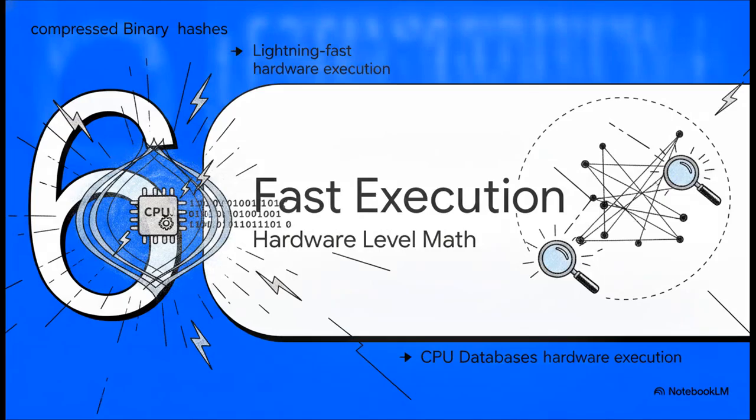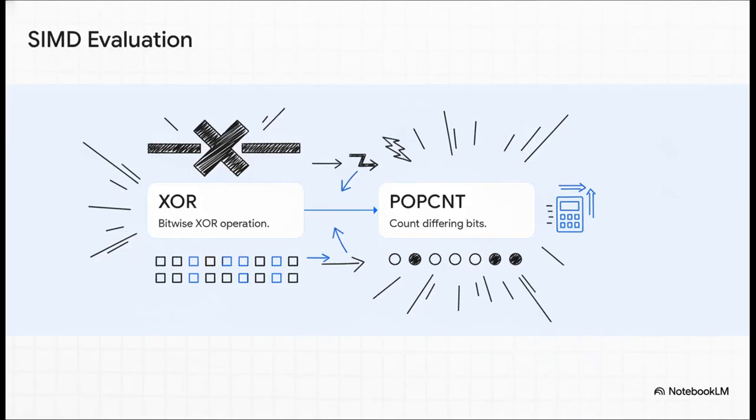Section 6, lightning-fast search execution. Let's dive into the microscopic execution on the CPU. Because we're now using 1-bit arrays instead of complex floats, the CPU can evaluate semantic distance using single-cycle assembly instructions, what's known as SIMD evaluation. It first performs a bitwise XOR operation, followed instantly by a POPCNT, or population count, to find the Hamming distance. This is incredibly fast hardware-level math.